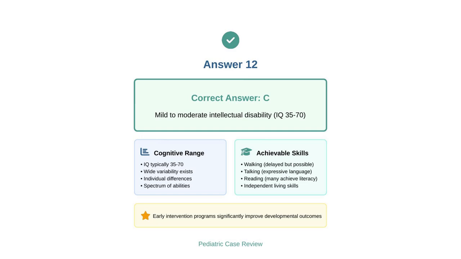Most individuals with Down syndrome have mild to moderate intellectual disability, with IQ typically ranging from 35 to 70. However, significant variability exists between individuals. Early intervention programs, including physical therapy, occupational therapy, and speech therapy, substantially improve developmental outcomes. Most children achieve major developmental milestones, including walking, talking, and reading.